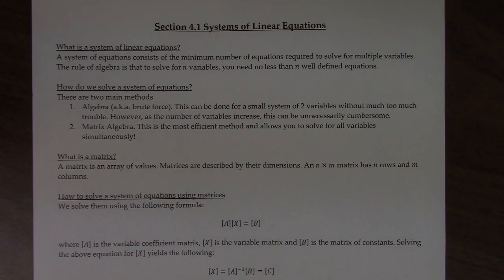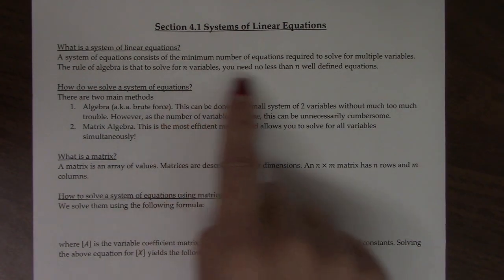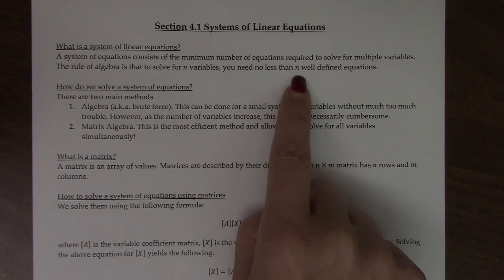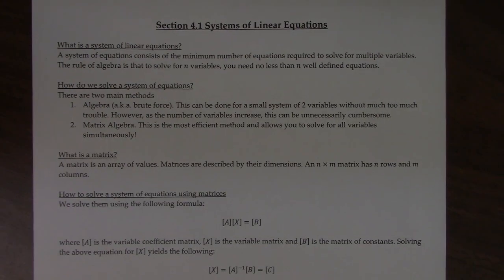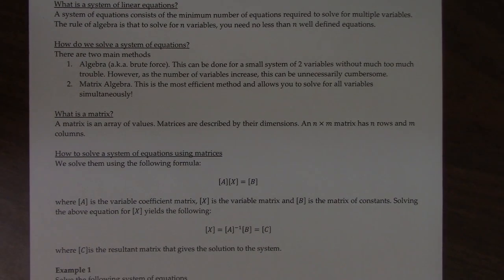And the rule of algebra is that for however many unknowns you have, you need no fewer than n well-defined equations. So if there are 3 variables, we need 3 equations to solve for all 3. There are 2 main methods to solve a system of equations. We can use algebra or brute force. This can be done very easily for a small system of only 2 variables. But if you start to get to 3, 4, 5, 6 variables, this can get really cumbersome.